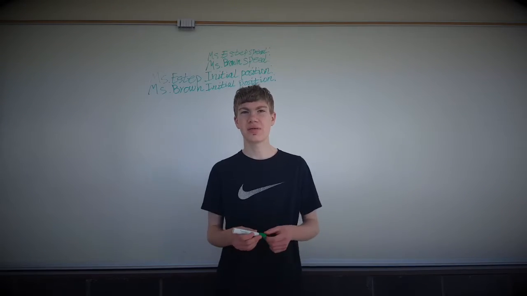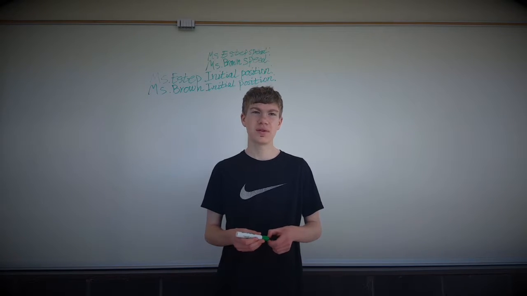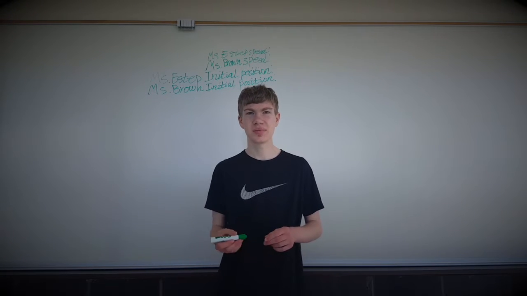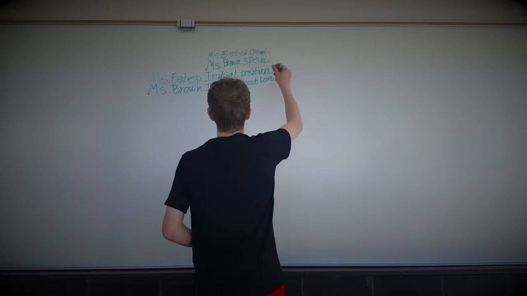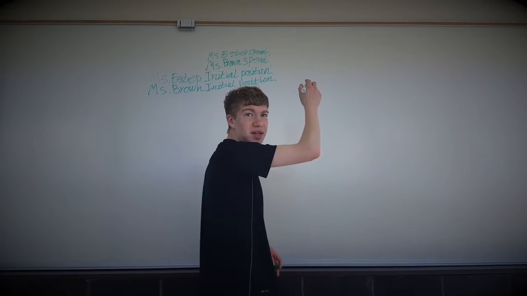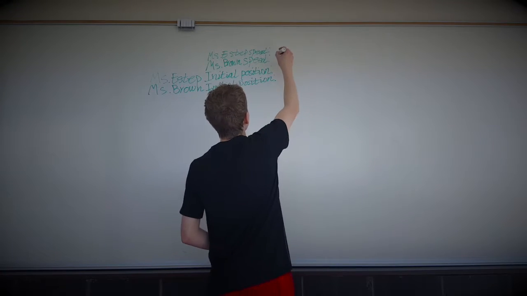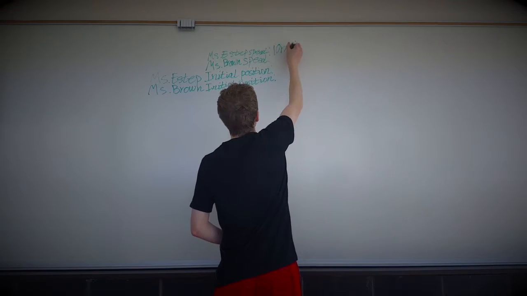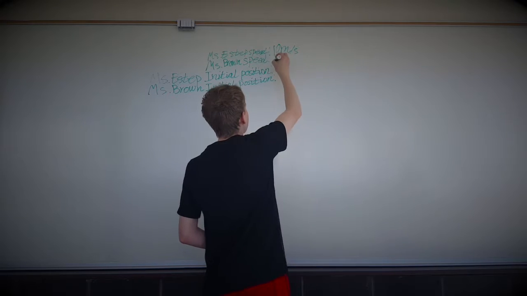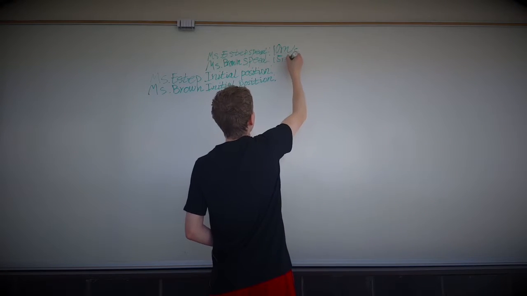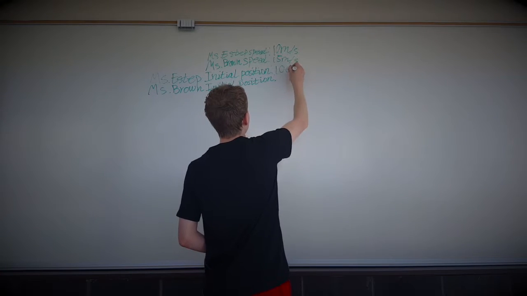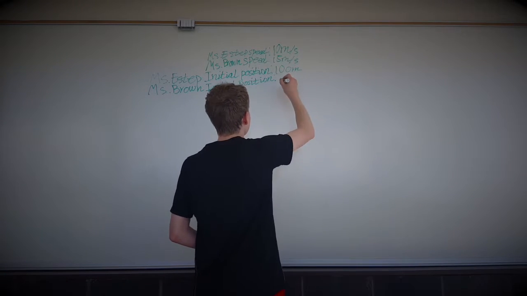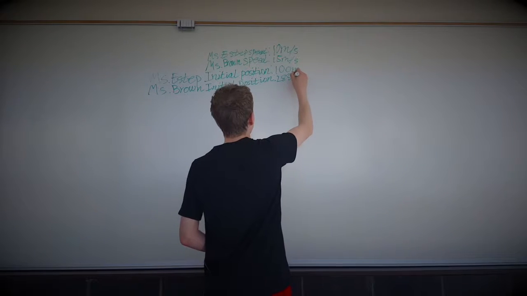We need to list out all the variables we know. We are given Miss Estep's and Miss Brown's initial positions as well as their velocity. So, Miss Estep's speed is 10 meters per second. Miss Brown's speed is 15 meters per second. Miss Estep's initial position is 100 meters away, and Miss Brown's initial position is 285 meters away.